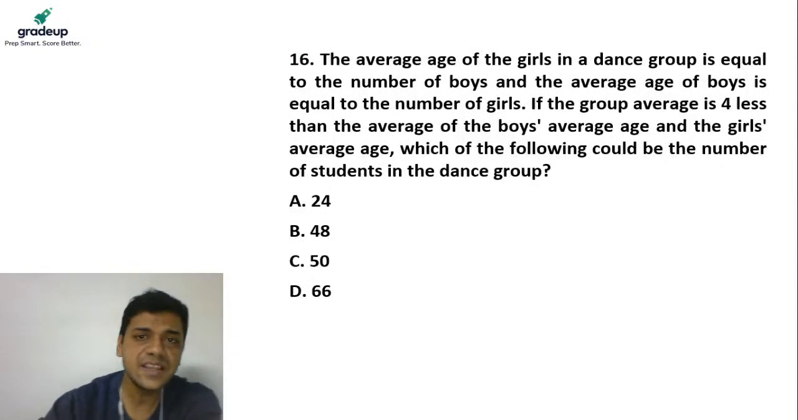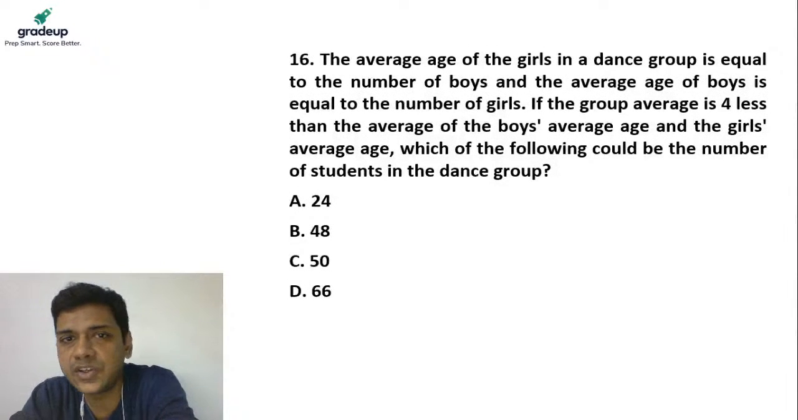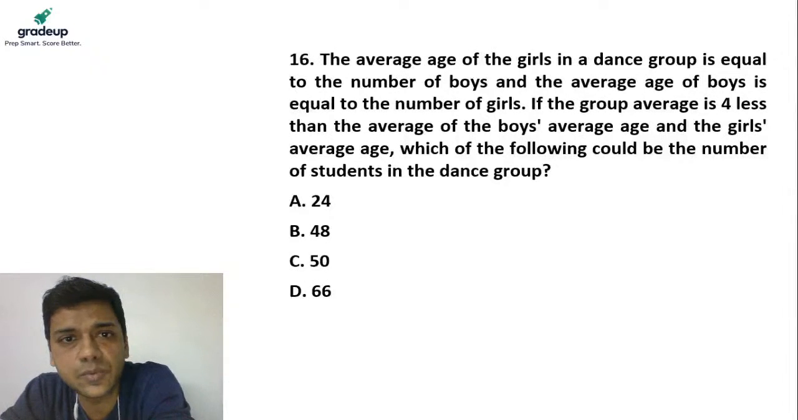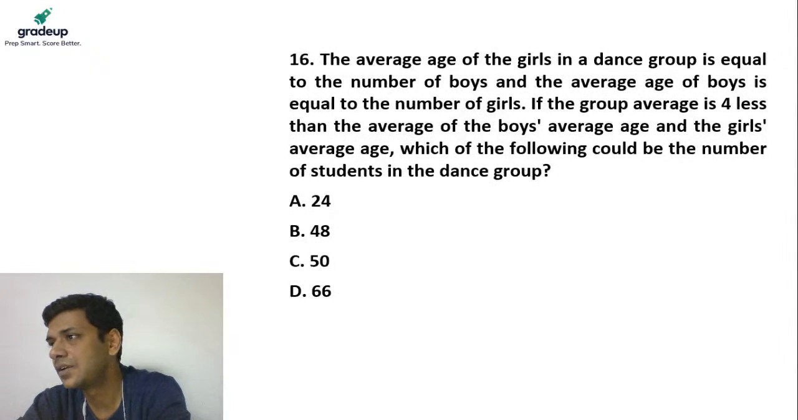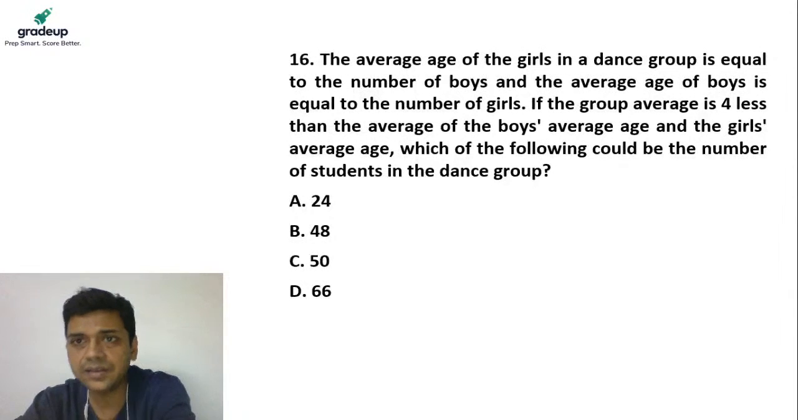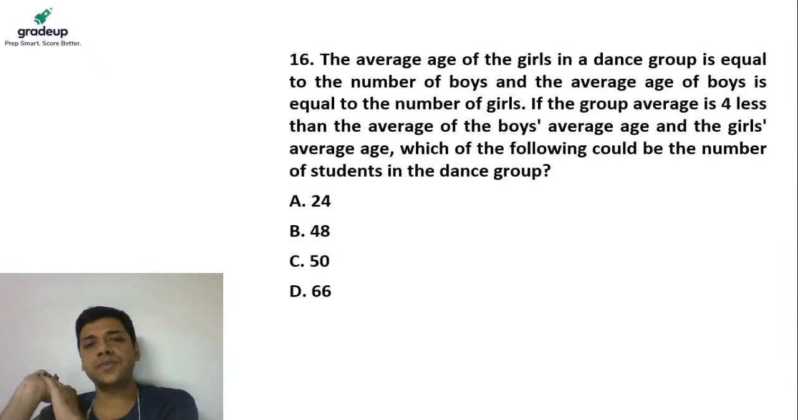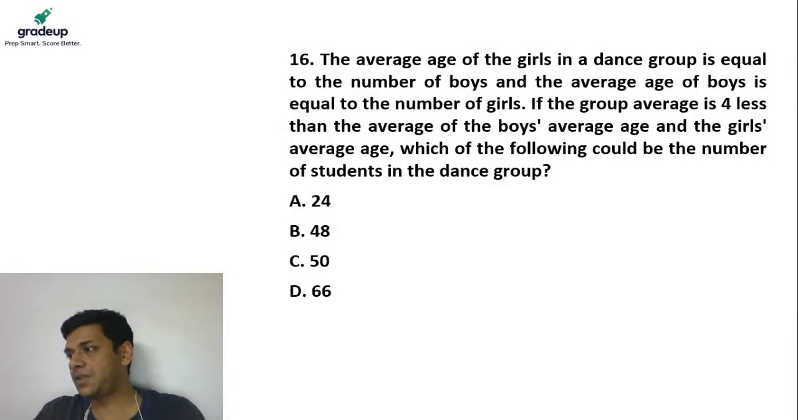Okay, the average age of the girls of a dance group is equal to the number of boys, and the average age of the boys is equal to the number of girls. Now the group average is 4 less than the average of the boys' average and girls' average. Which of the following can be the number of students in the group? Okay, Shayan, Harish, we'll go back to the previous one just after this one.